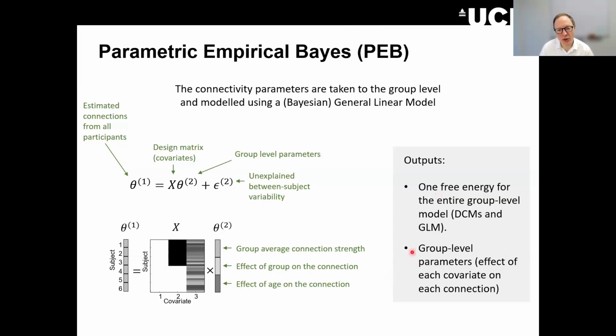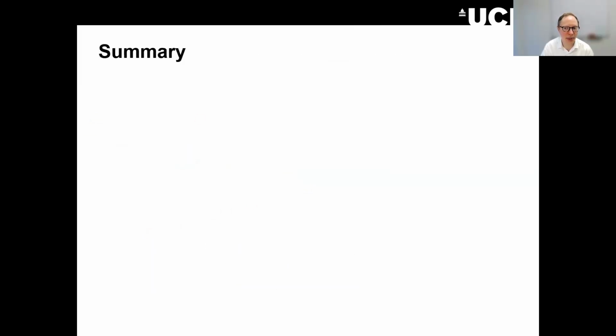The other thing it gives you are the group level parameters. So these theta2 parameters here encode the effect of each covariate on each connection. If you have 10 connections per subject, you'll get 10 times 3 parameters here, for example. I haven't got time to go into more detail now, but there are tools in the SPM software that allow you to do this kind of analysis.